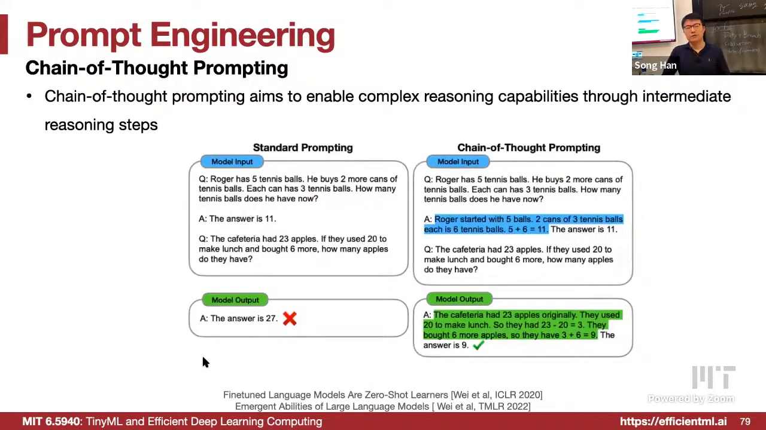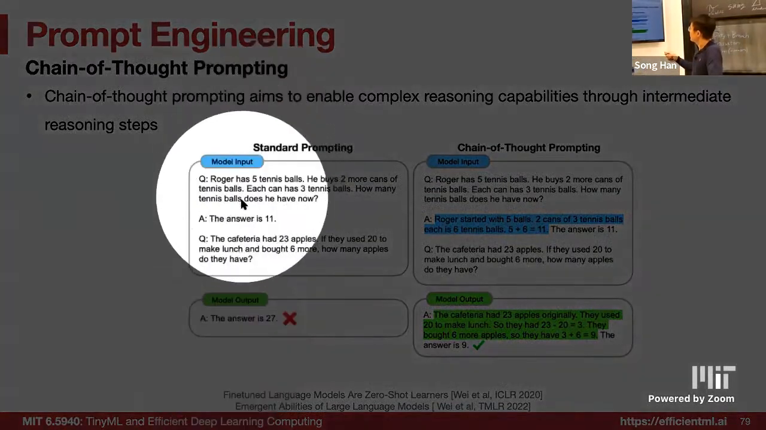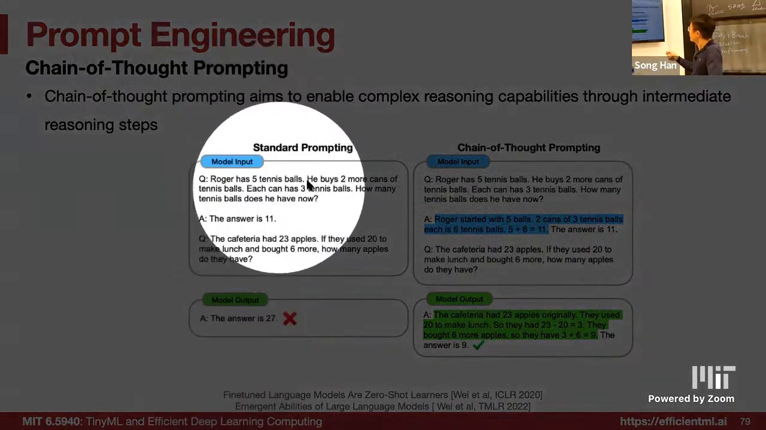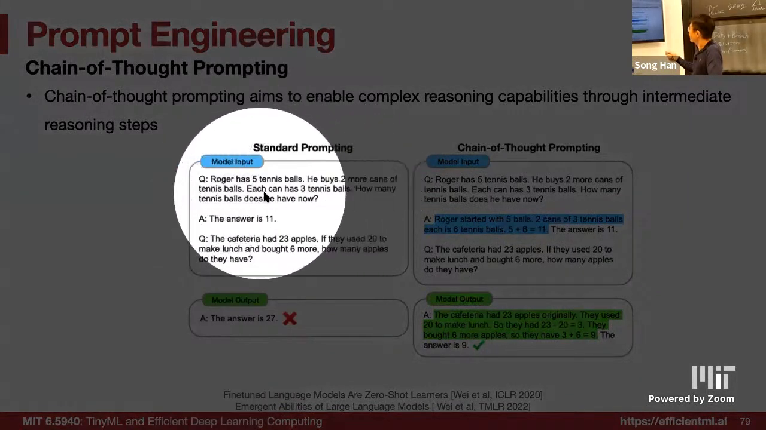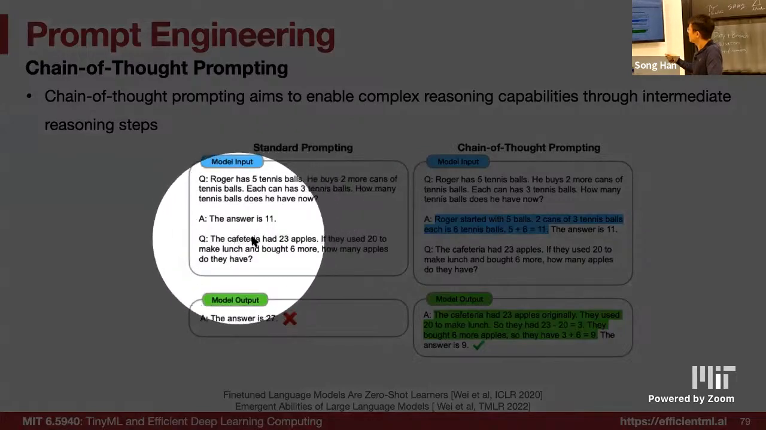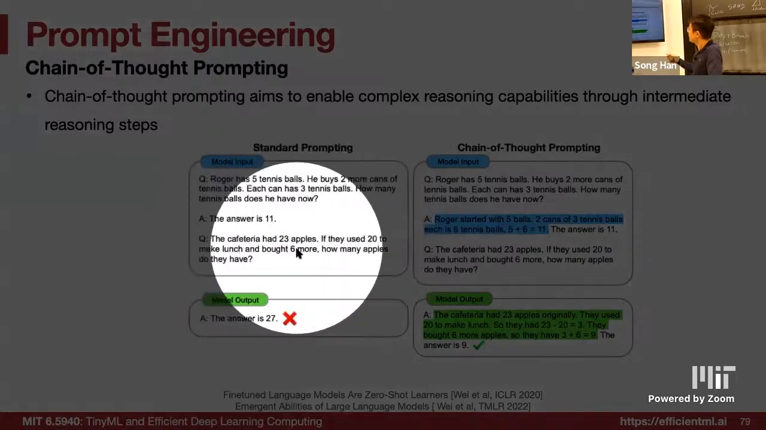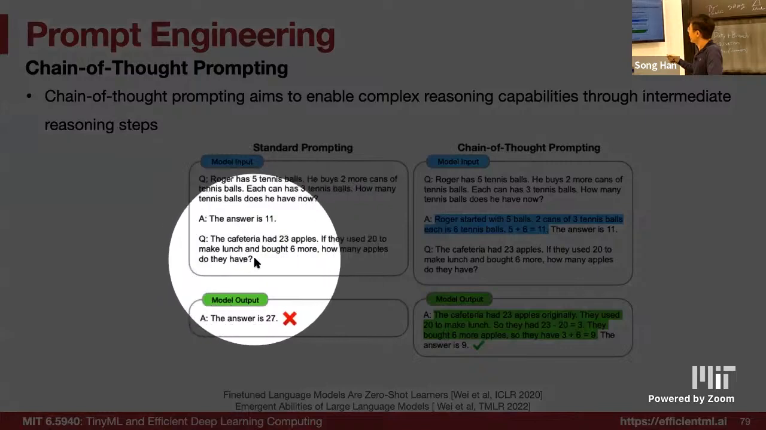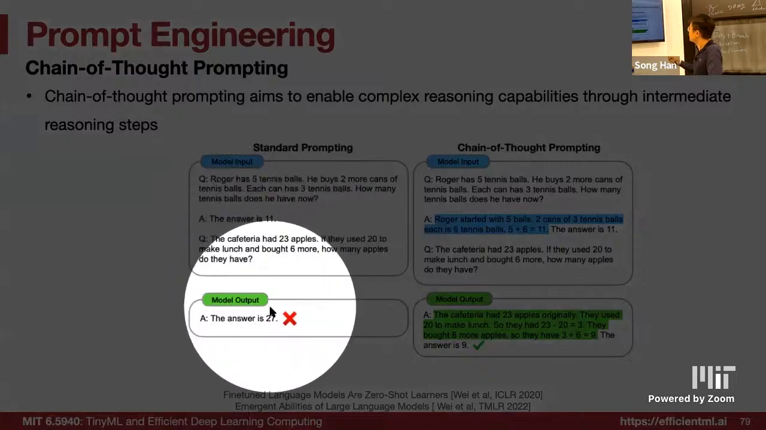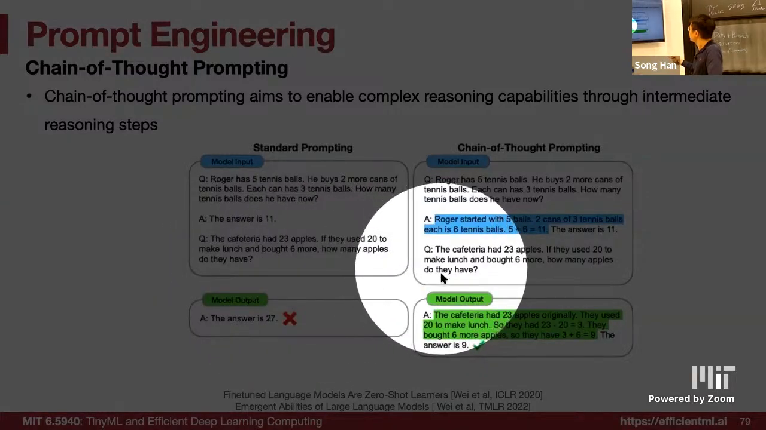And chain of thought prompting is also a very useful trick. If you do just standard prompting: Roger has 5 tennis balls, he gets 2 more cans, each can has 3. How many does he have? 11. The cafeteria has 23 apples. They used 20 and bought 6 more. How many do they have? The answer 27 is wrong, right?